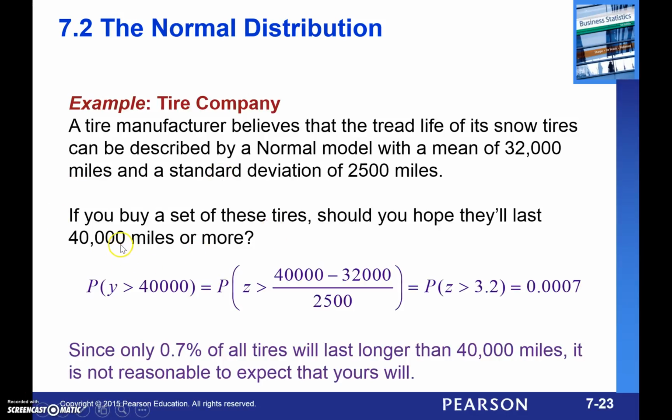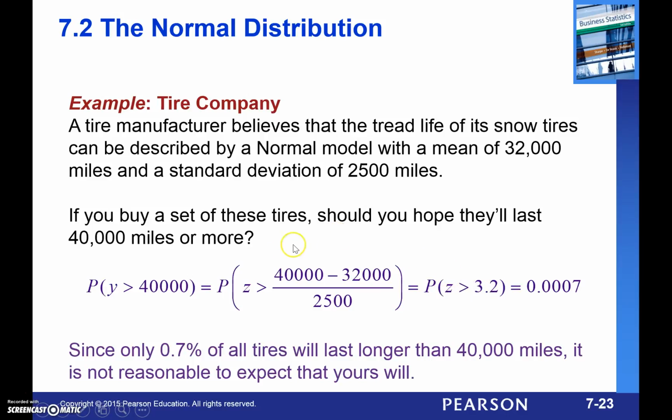So this is basically asking, if you buy a set of these tires, should you hope they'll last 40,000 miles or more? That is the mathematical equivalent of saying, what's the probability that y, or the mileage on my tire, is greater than 40,000? Now we've got to convert this 40,000 to a z-score. So we're going to say, what's the probability that my z-score is greater than this equation? So again, this is the number I'm interested in, 40,000, minus the mean, which we said was 32,000, all divided by standard deviation. And so if you do this calculation, you will get a z-score of 3.2.